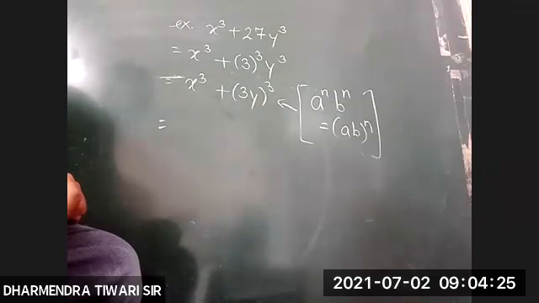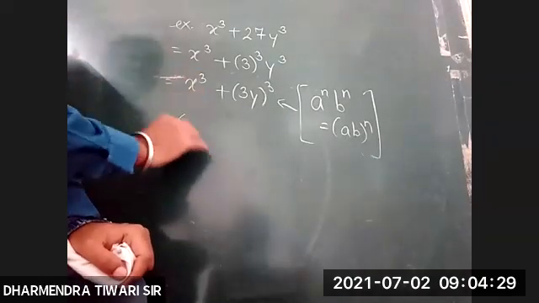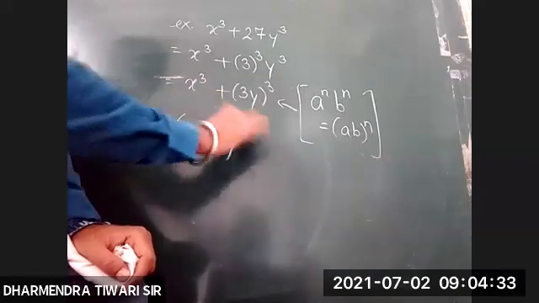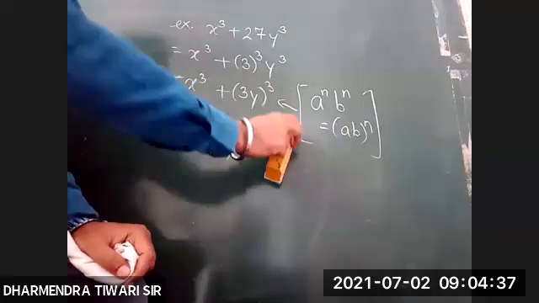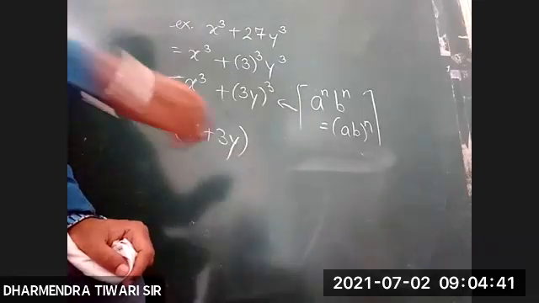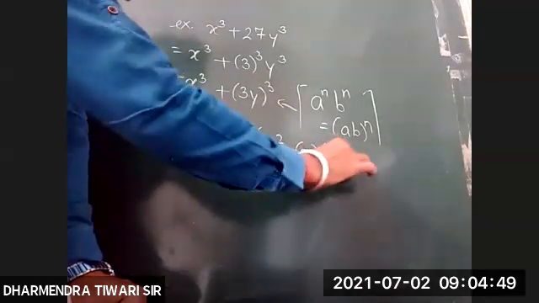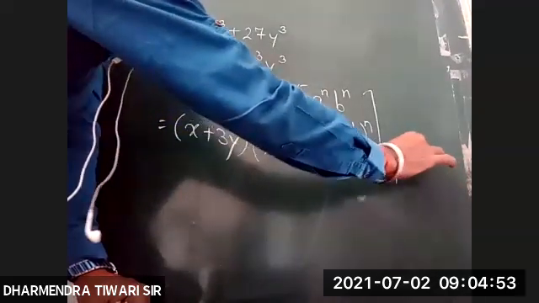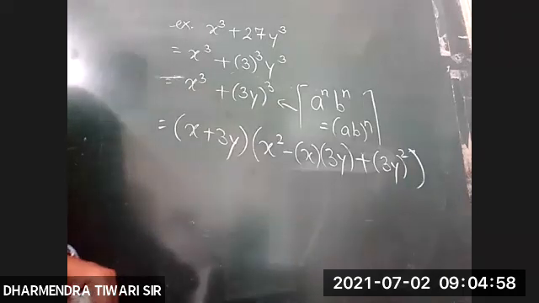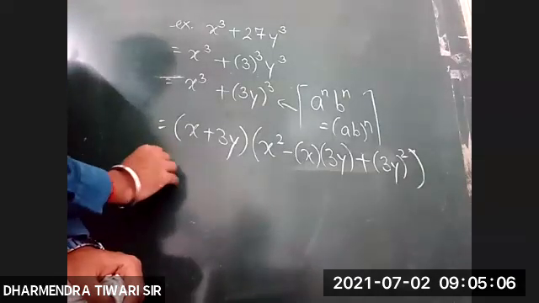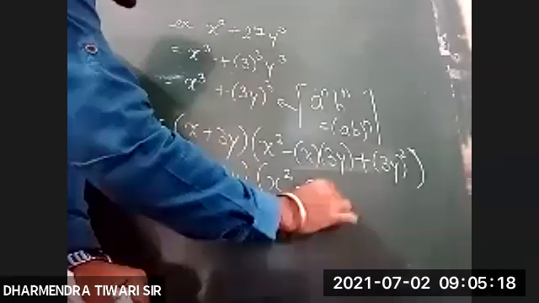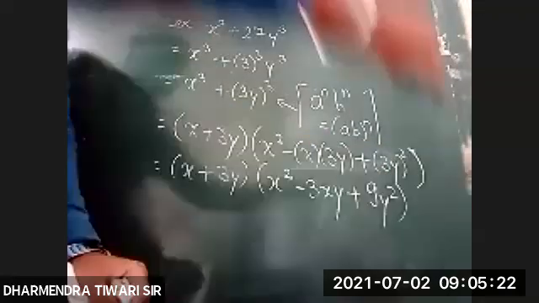So this can be written as a plus b, means x plus 3y, and in bracket x square minus x into 3y plus 3y whole square. So x plus 3y times x square minus 3xy plus 3 square is 9y square.